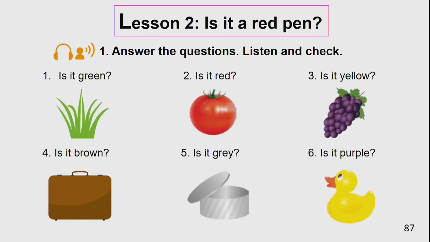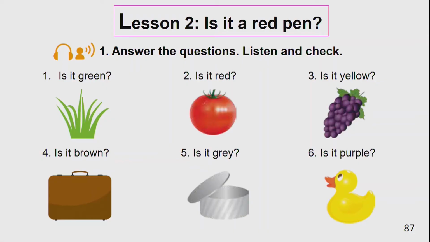Open your books, please. Page 87, exercise 1. There are 6 pictures and 6 questions. Read the questions, look at the pictures, and write short answers in your copybooks. Work individually. Finished. Now, with your partners, ask each other and answer the questions.